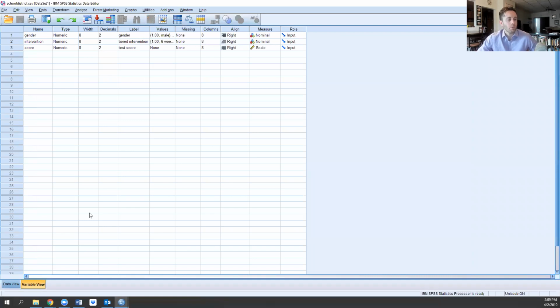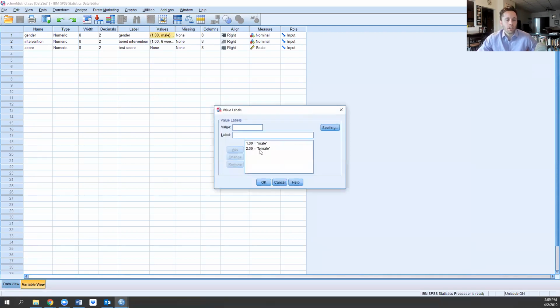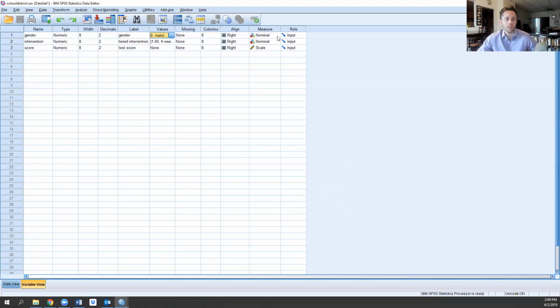So if we look at the variable view in SPSS here, we'll see, first off, that, again, we coded gender as male 1, female 2. So that's two levels of this nominal data. Again, here it's important that it is not coded as scale or ordinal, but nominal in nature.